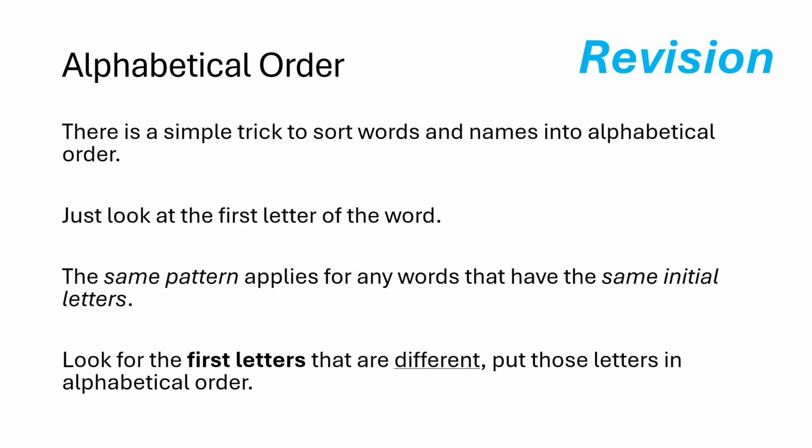There is a simple trick to sort words and names into alphabetical order. Just look at the first letter of the word. The same pattern applies for any words that have the same initial letters. Look for the first letters that are different. Put those letters in alphabetical order.